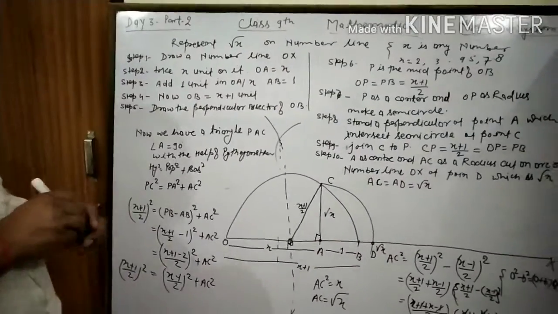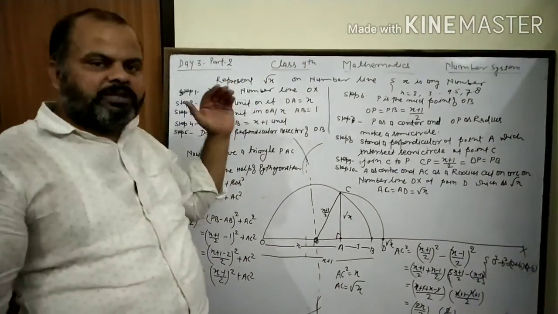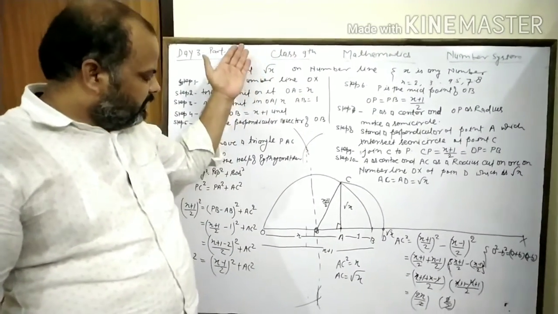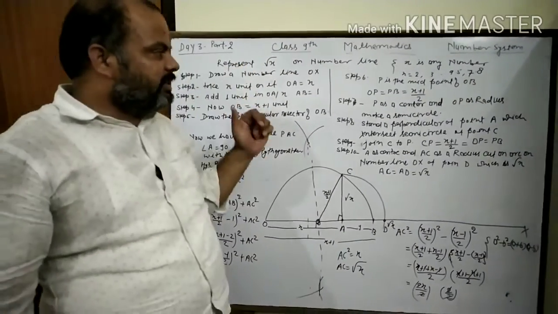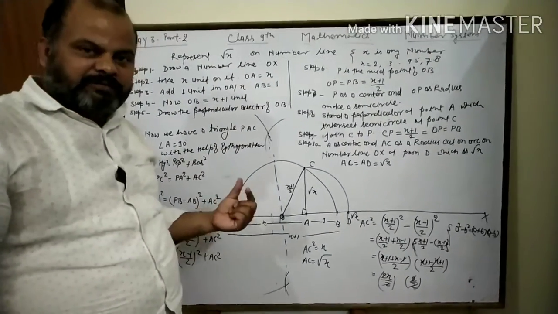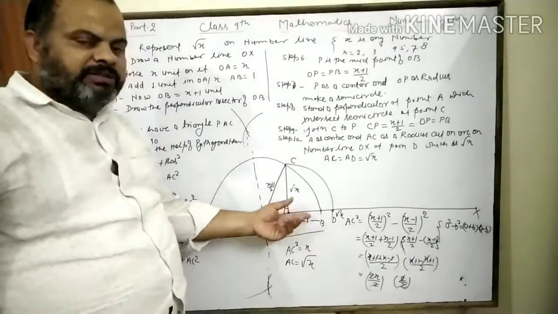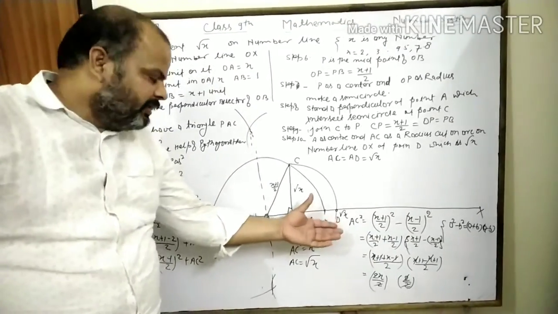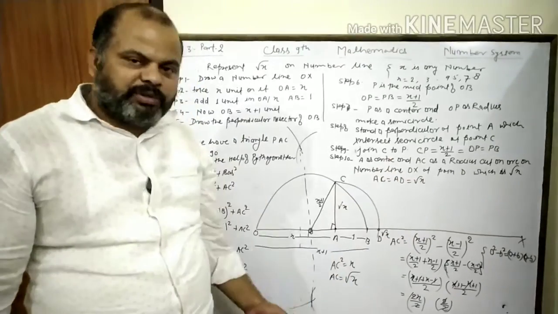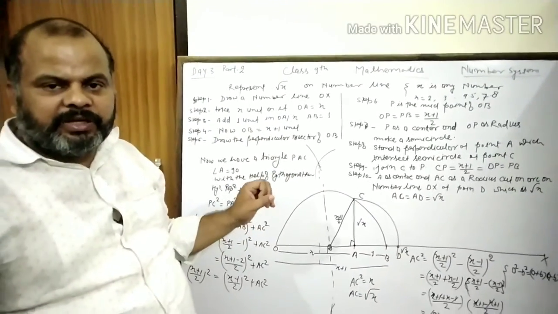By this process you can represent any number which is in the root, any number which is irrational. Like suppose if in the place of x it is 9.5, then OA is 9.5 and you can add 1, 10.5, then find their perpendicular bisector, and then after you can do the same process. By this process you can complete it. Clear? Okay, thank you.